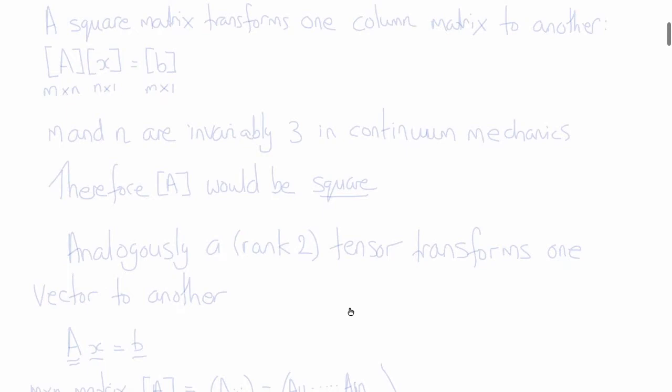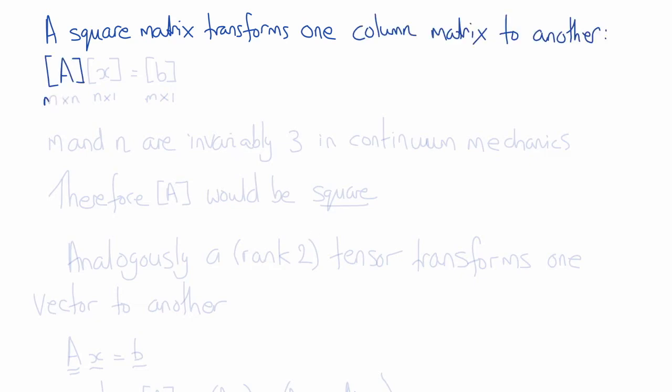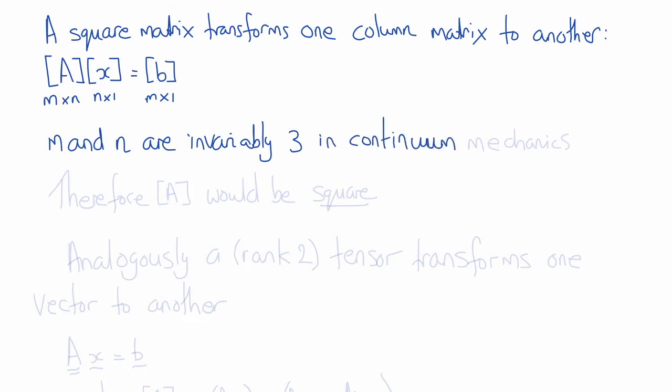Now, a property of a square matrix is that it transforms one column matrix to another column matrix. For example, A times X equals B. If A is an M by N matrix and X is an N by 1 matrix, then B would be an M by 1 matrix. In continuum mechanics, M and N are invariably 3. Therefore, A would be square, and therefore B would also be a 3x1 column matrix.